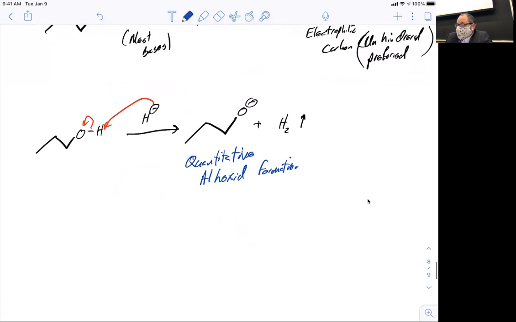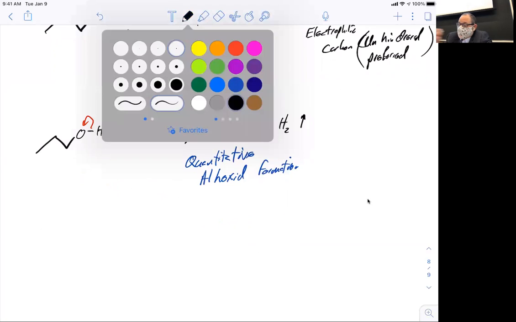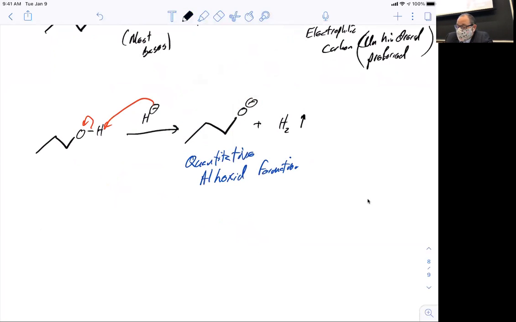Okay. Since I brought that up, let's look at non-quantitative. It's not qualitative, but non-quantitative. If I took something like this and I added sodium hydroxide, that would form the alkoxide, right? But due to the pKa difference, this would be in equilibrium.